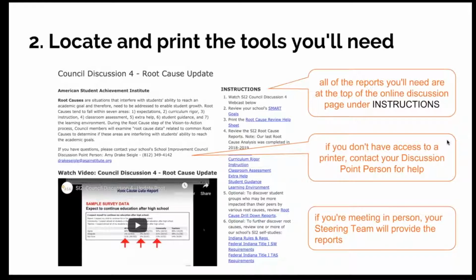If you don't have access to a printer, contact your discussion point person for help. And you can see, I'm pointing right now, for our school, I am the discussion point person. So it has my name, my phone number, and my email address. So if you need help with your discussion, find that person for your school and see if they can help you get the materials printed out. If you're meeting in person, your steering team has probably provided you these reports already. So that's where they are.